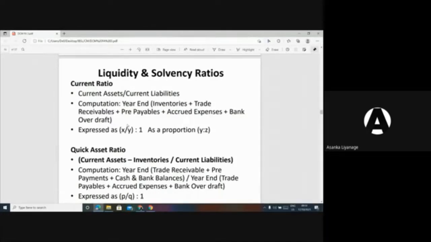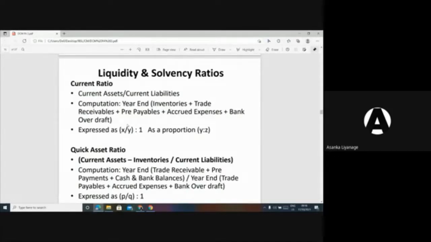Right. In a normal organization, how do you get an understanding of the liquidity situation of that company? Now, there are two main ratios. The first one is the current ratio. In the current ratio, you take current liabilities and current assets. How do you calculate the current assets and current liabilities? You have them straight away in the balance sheet. Straight away, you can take those two figures.